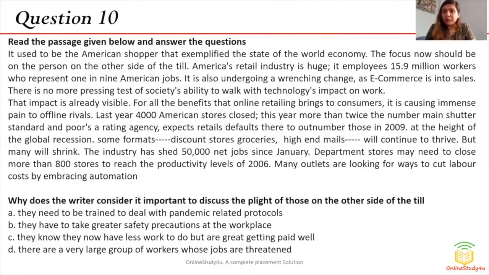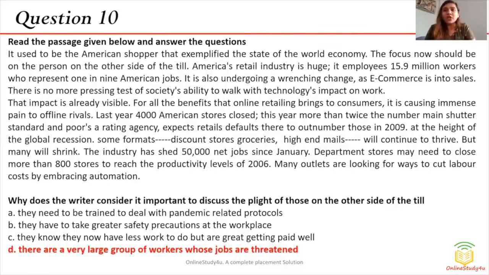So it's on the same paragraph, and the question is, why does the writer consider it important to discuss the plight of those on the other side of the till? So according to the writer, why is it important to discuss the problems that the other people, the people who are on the other side, are facing? They need to be trained to deal with the pandemic related protocols. They have to take greater safety precautions at the workplace. They know that they now have less work to do but are getting paid well. They are a very large group of workers whose jobs are threatened. So why does the author consider it important?